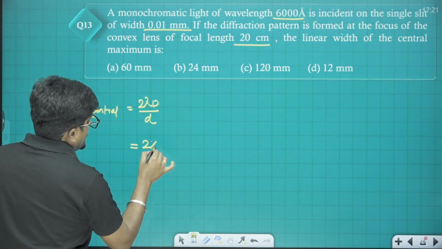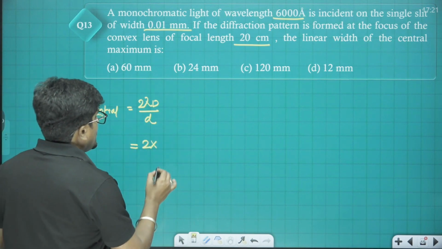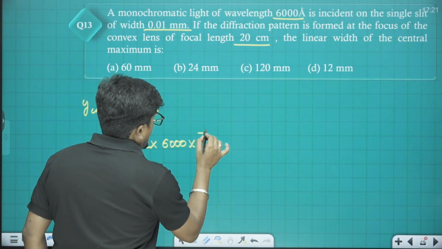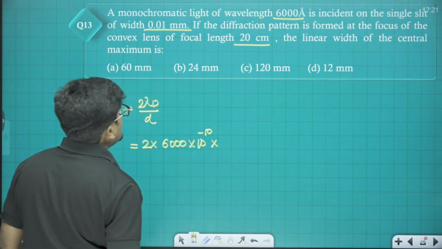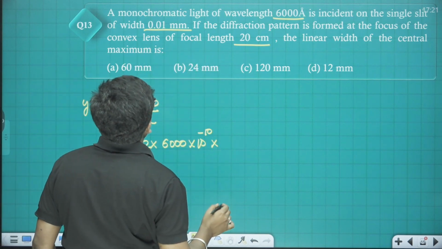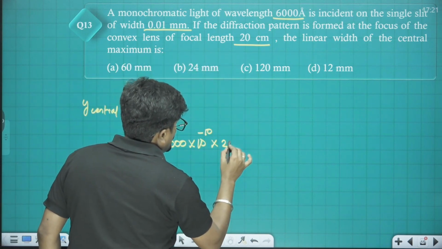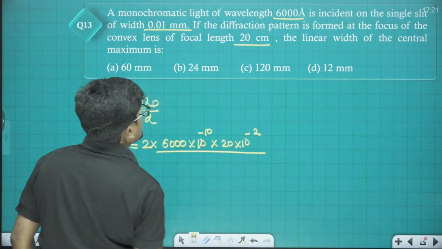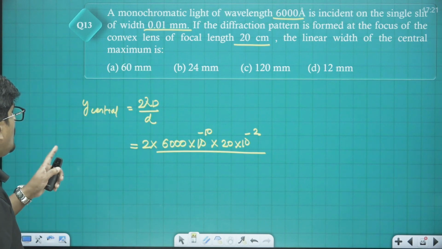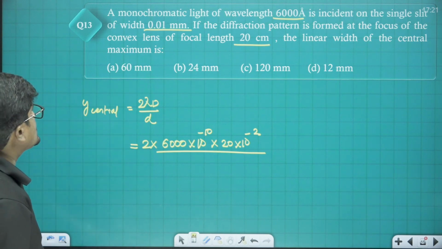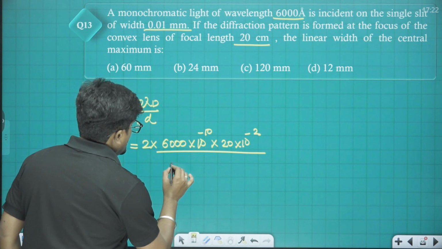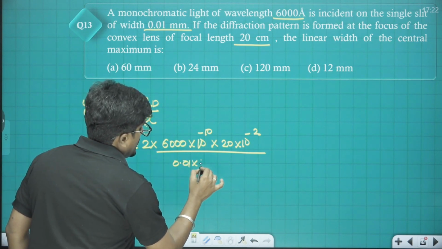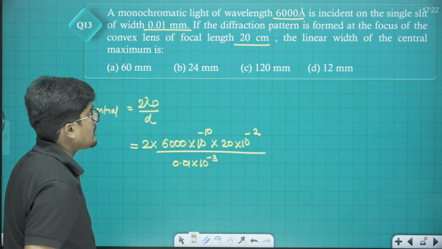So here this is 2 into, what is the value of lambda? Lambda is 6000 into 10 to the power minus 10, into capital D. Capital D is 20 centimeter, so 20 into 10 to the power minus 2, all divided by what we have? Small letter d is 0.01 mm, that is 0.01 into 10 to the power minus 3.